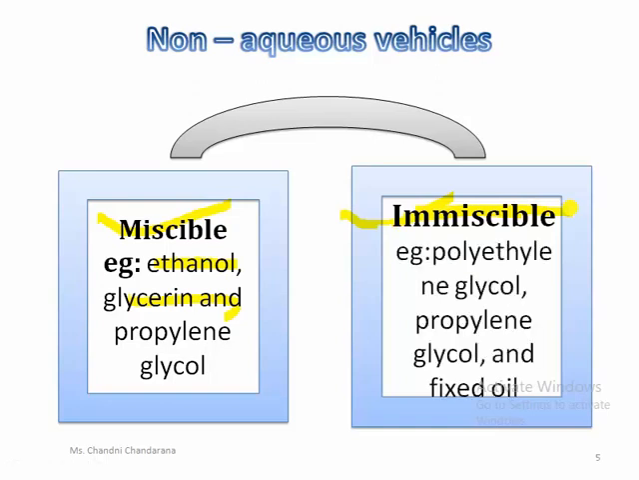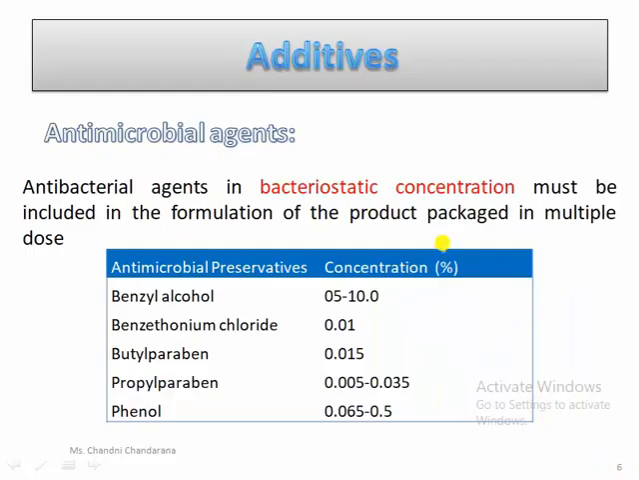These are the examples of water immiscible vehicles. For example, polyethylene glycol, propylene glycol and fixed oil. Fixed oils, for example, we can use peanut oil, sesame oil, almond oil or you can say arachis oil. So these are the examples and types of non-aqueous solutions, or you can say non-aqueous vehicles. Now additives means the added substances. We will see the added substances in detail.